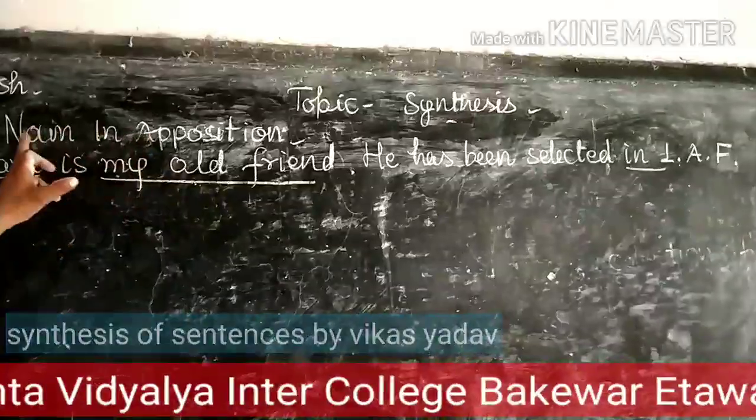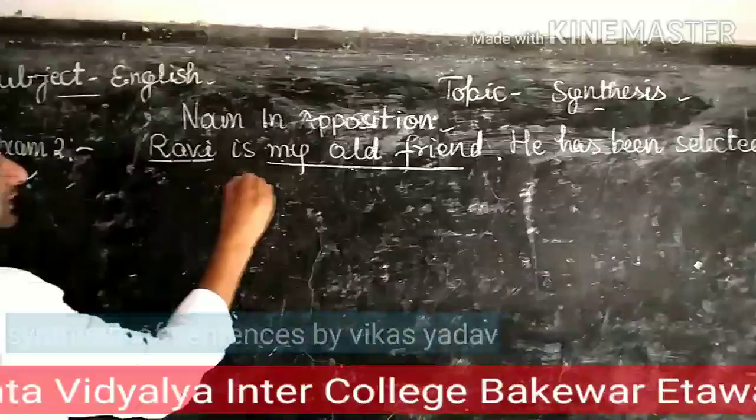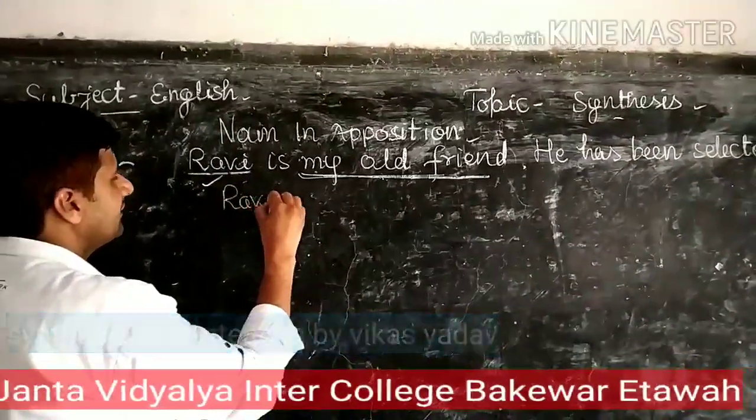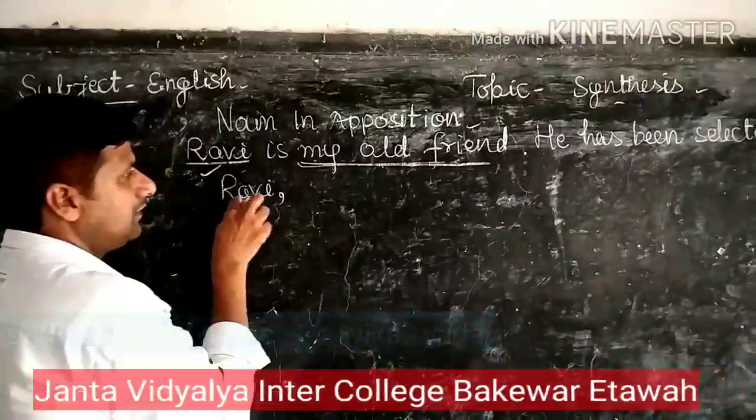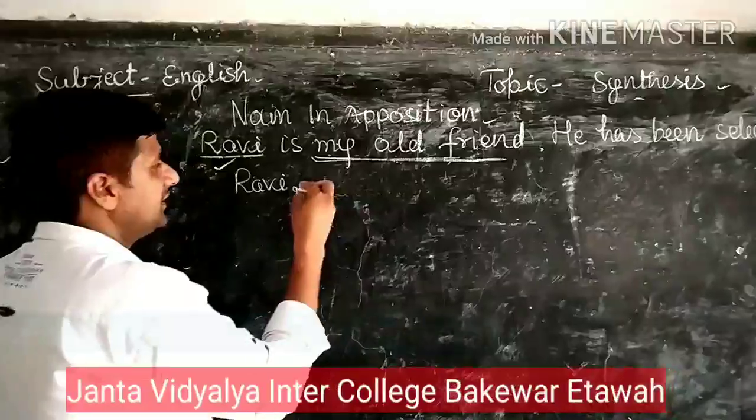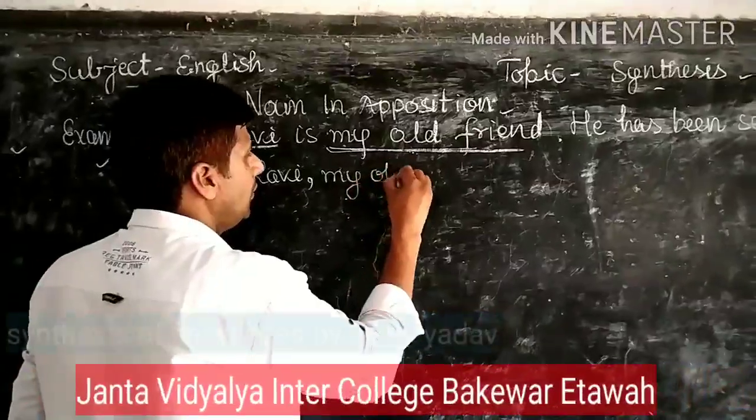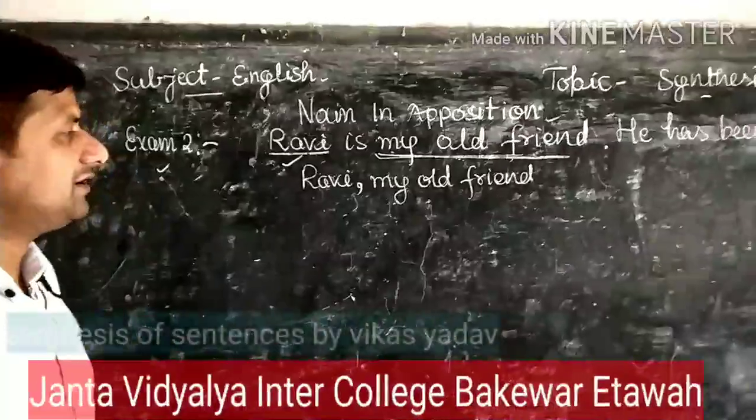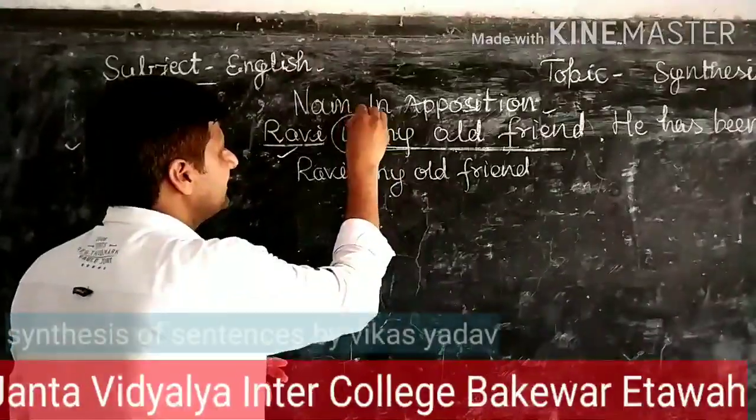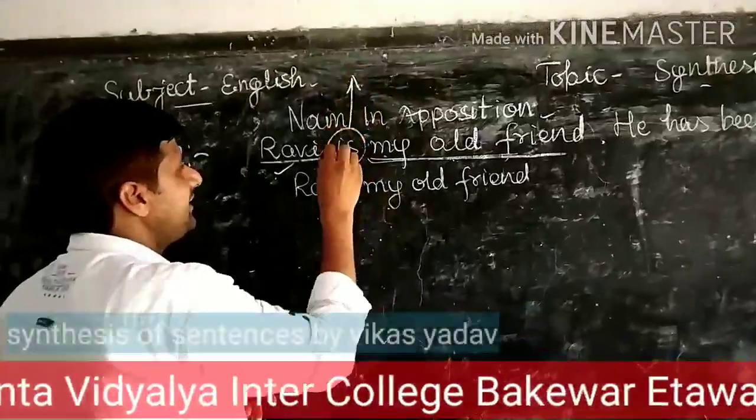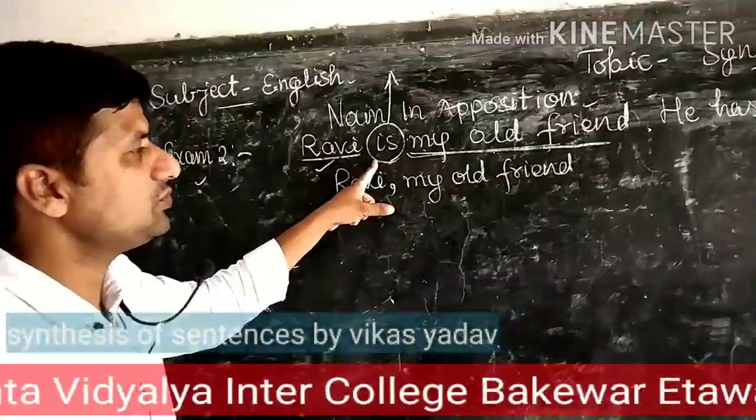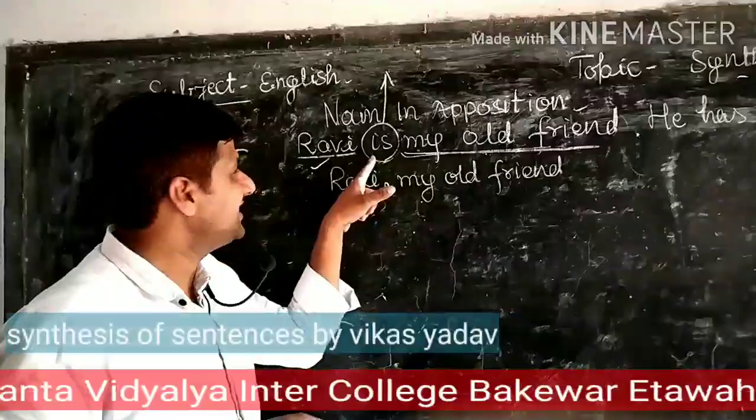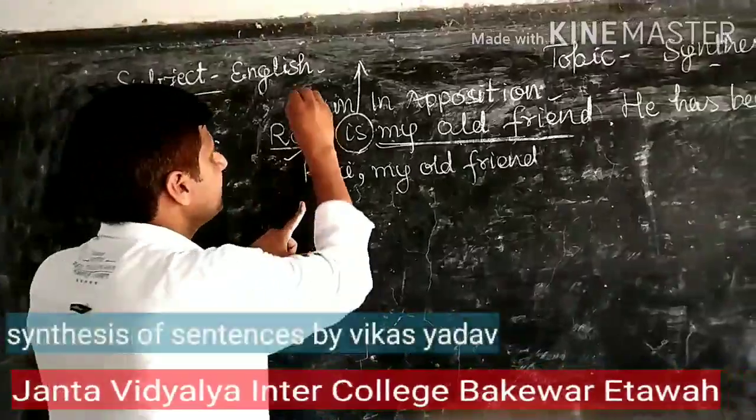Now if we use noun in apposition, as we know that this noun phrase has been used just for Ravi, we put Ravi and this noun phrase beside it: Ravi, my old friend. This is very tricky, my dear students. We are using it very cleverly. We are omitting, deleting verbs. We have to use only one verb in the simple sentence, so we are adopting many tactics. Here we are adopting this tactic named noun in apposition.